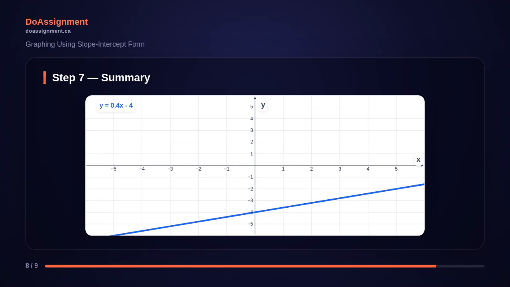To summarize, we identified the y-intercept as (0, -4) and the slope as 2/5. We used rise over run to find 2 more points, (5, -2) and (10, 0). We drew a straight line through all 3 and confirmed every point satisfies the original equation.